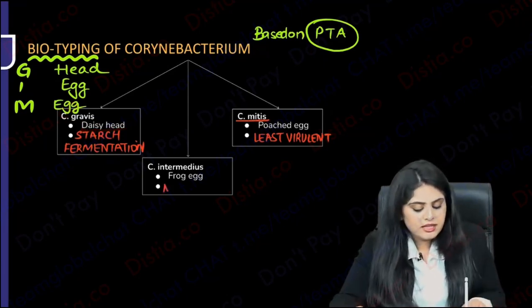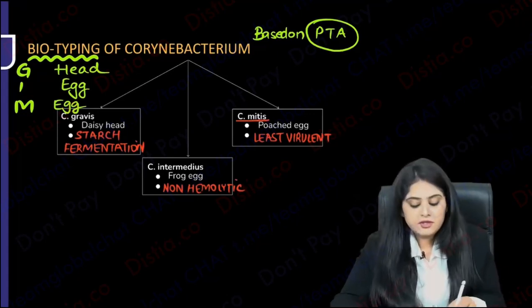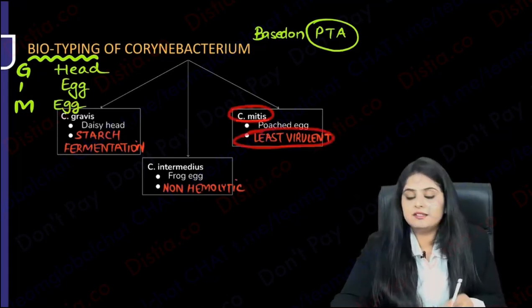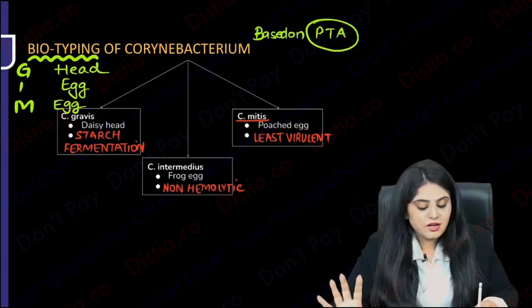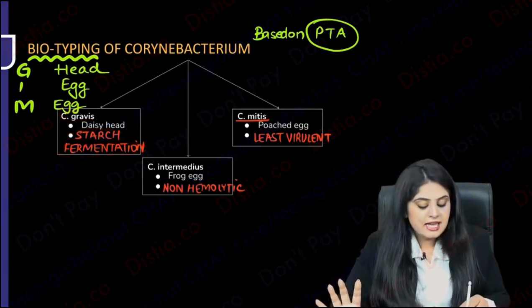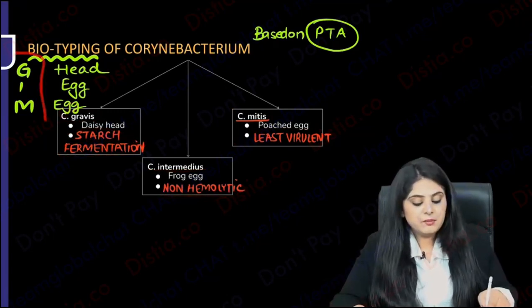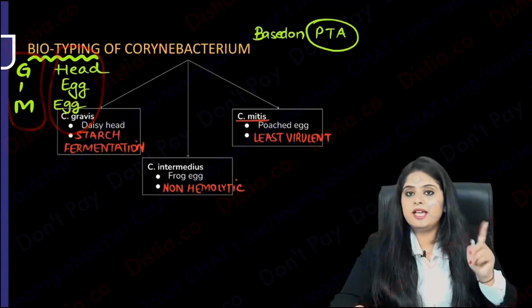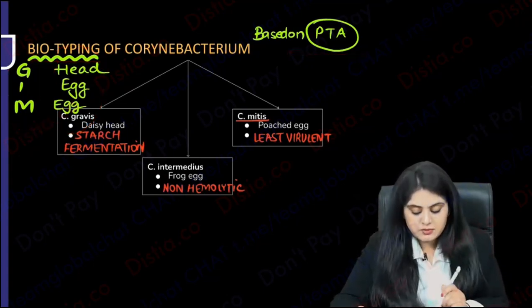Now the only property left, they will ask you which of these is the only one which is non-hemolytic. So non-hemolytic is going to be intermedius. So one property of each. They ask you least virulent, minimal virulence, mitis. Starch fermentation is by gravis. And intermedius is the one that is left, that is non-hemolytic. So remember, a person who goes to the gym, in his head egg is going to be there. That is the biotyping based on growth on potassium tellurite agar.